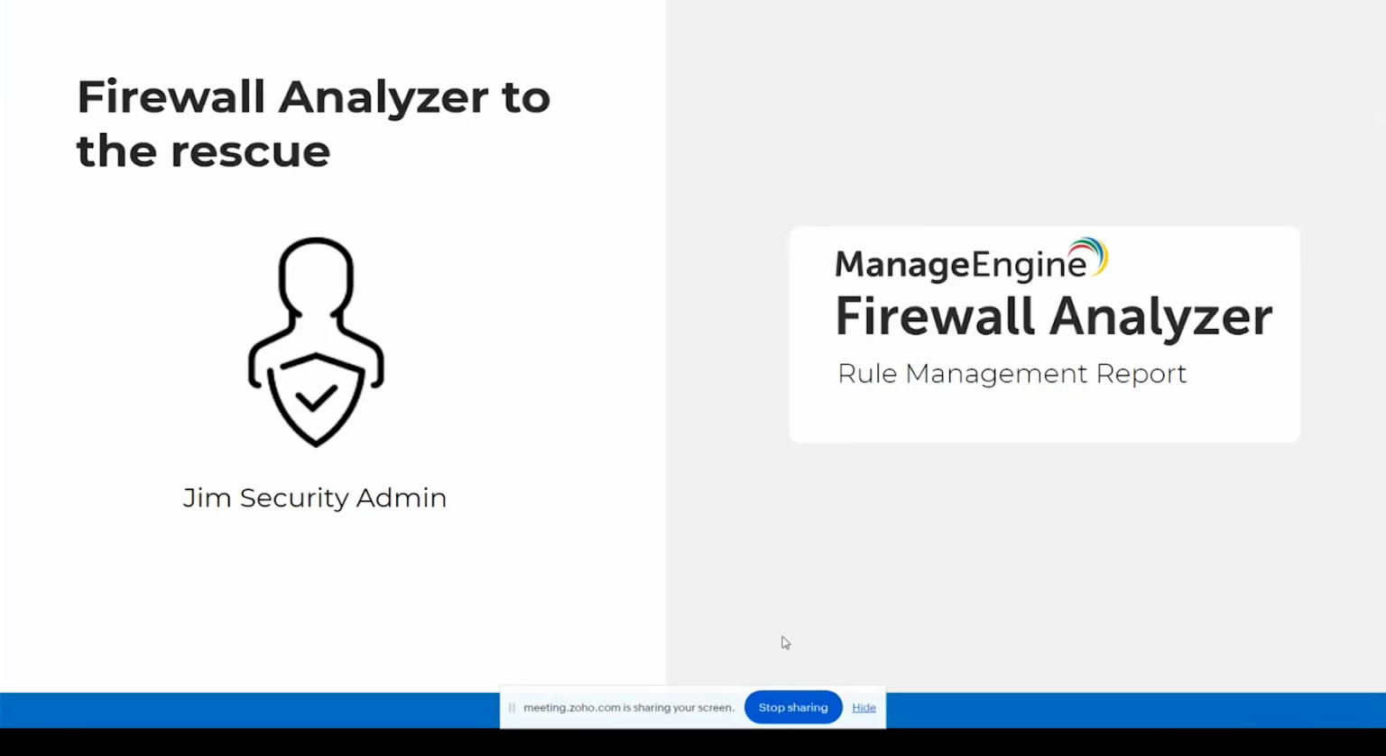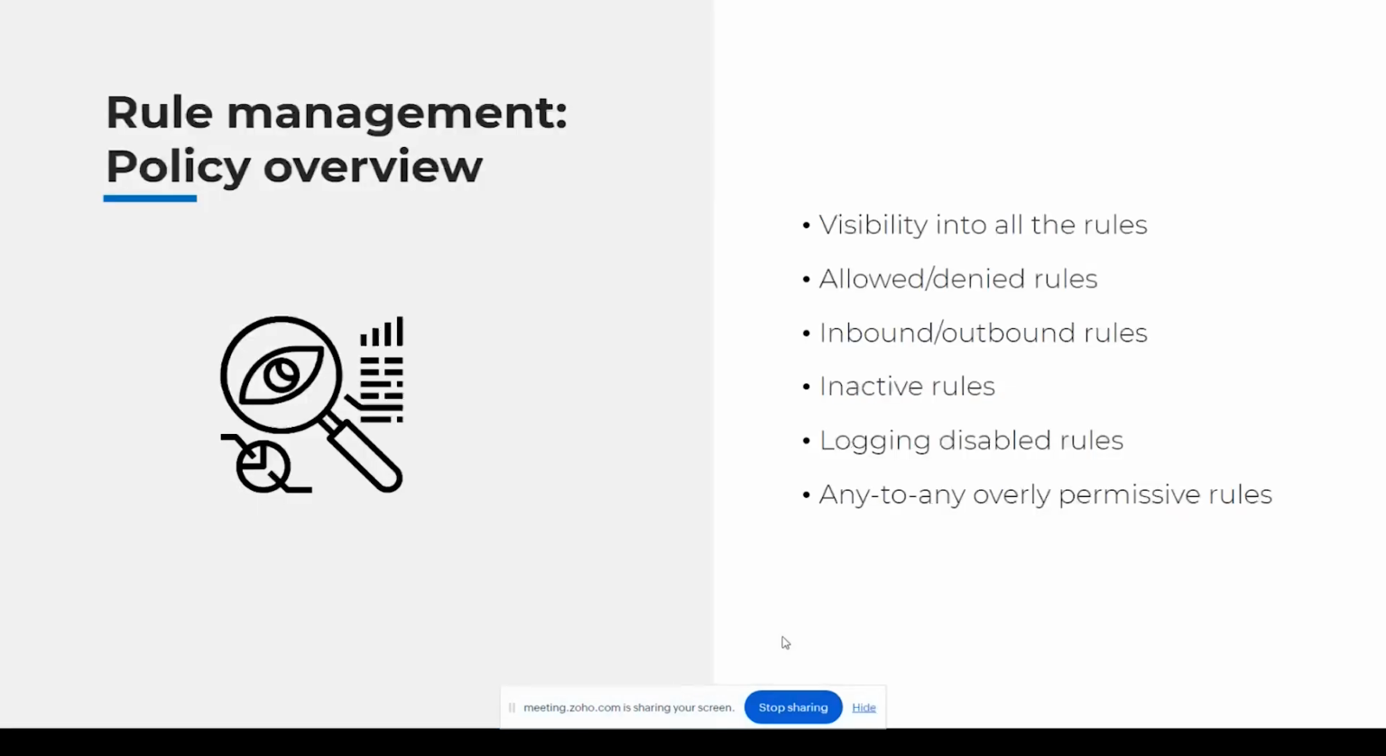Let's look at the rule management feature of Firewall Analyzer, which can help Jim. The first feature under rule management is the policy overview. The policy overview report provides visibility into all the rules that have been written on the firewall. You can filter these rules according to allowed rules or denied rules, inbound or outbound rules, inactive rules, logging disabled rules, and overly permissive rules. You can also download and analyze the list of rules. With this feature, Jim can gain clear visibility into the existing set of rules across all of his firewalls.